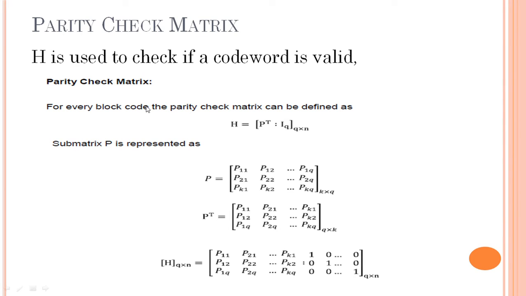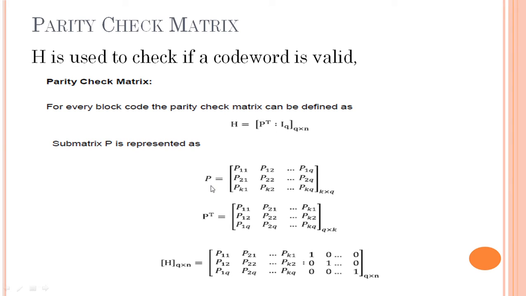So first we'll see what a parity check matrix is. A parity check matrix, denoted by H, is used to check if a code word is a valid one, and it can be represented as H equals the submatrix transpose followed by the identity matrix. And what is a submatrix transpose? How can we generate that one?